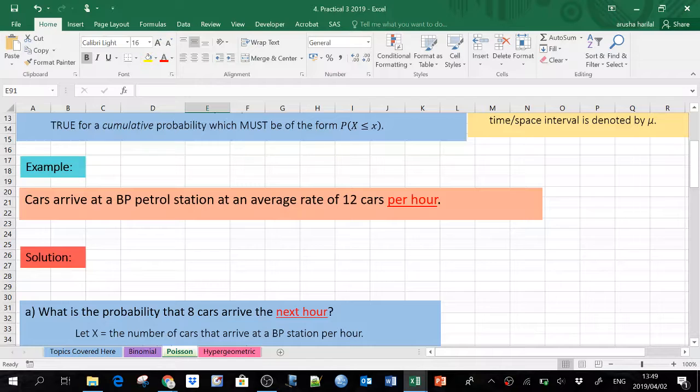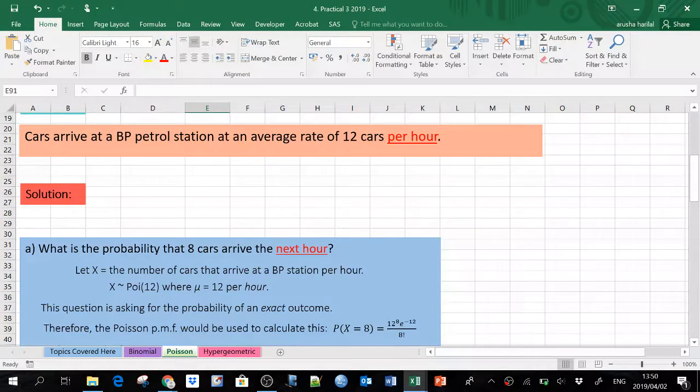Cars arrive at a BP petrol station at an average rate of 12 cars per hour. So immediately, here's the word average rate, and it is giving you some interval of time. So you've got 12 cars per hour. What is the probability that 8 cars arrive in the next hour?